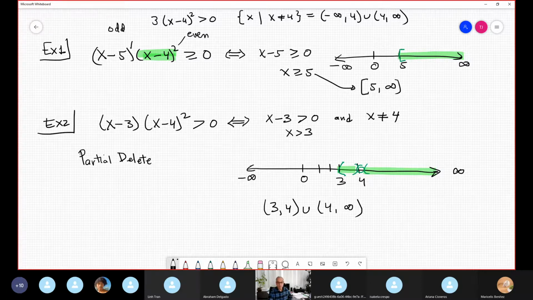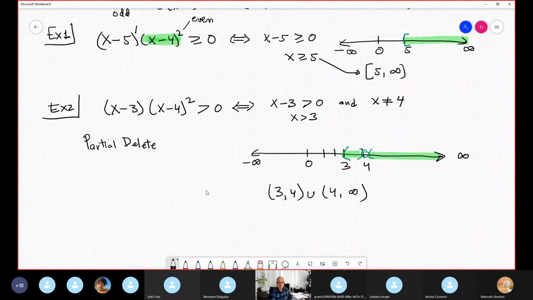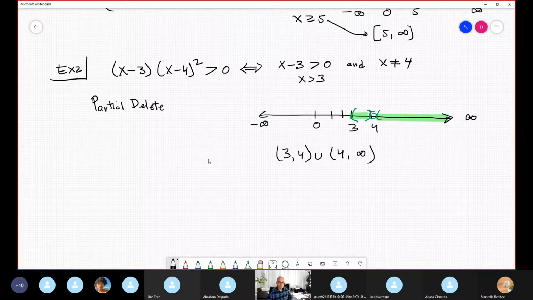Okay, another example. Do you understand or no? Yes. It is very, very important to be aware of this situation. When it's positive, in this case a parabola, the parabola is always positive because the exponent is even, but be careful, because if our inequality is strict, with no equal sign, then you introduce the restriction.